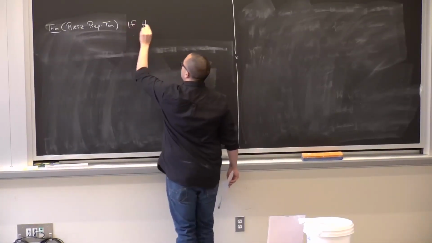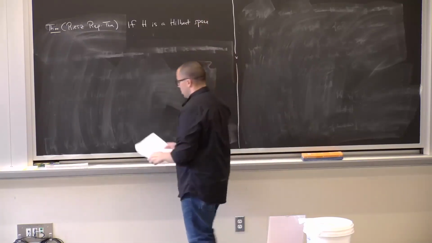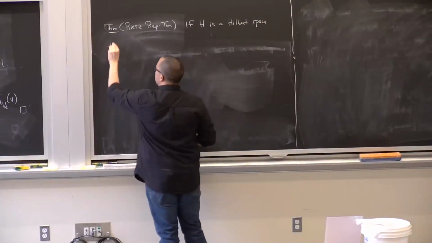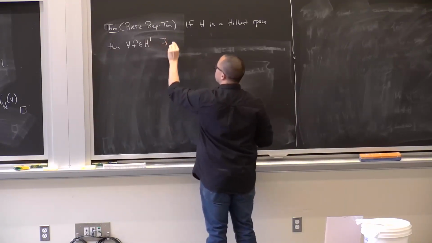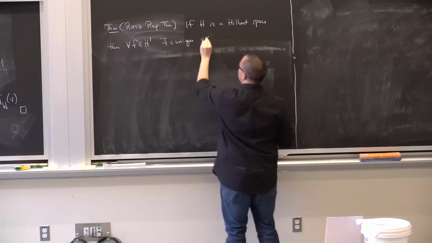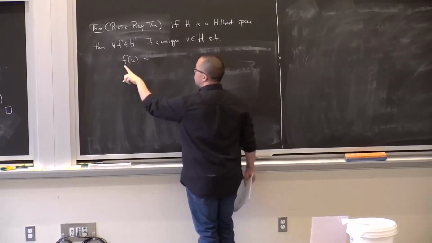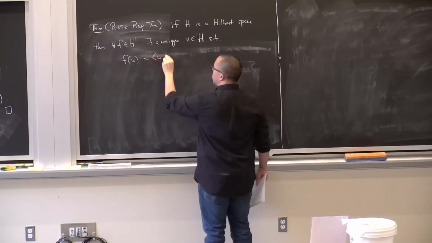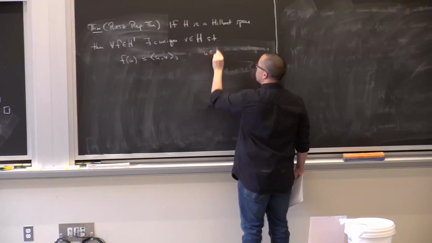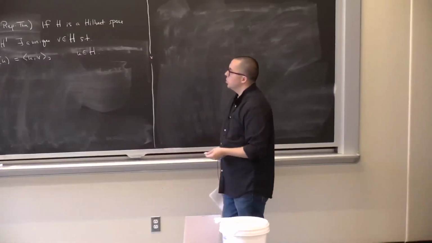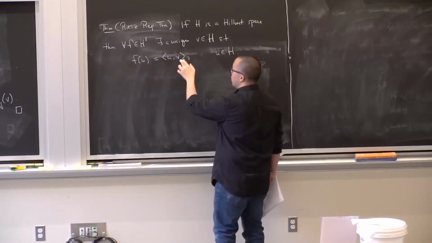which tells us we can identify the dual of a Hilbert space with the Hilbert space itself. So if H is a Hilbert space, then for all F in the dual, there exists a unique element V in H such that F of U, so this is an element in the dual, meaning it takes U to a complex number and is linear in U, you can write it as U inner product with this element V. So every element of the dual can be realized as the inner product with a vector.